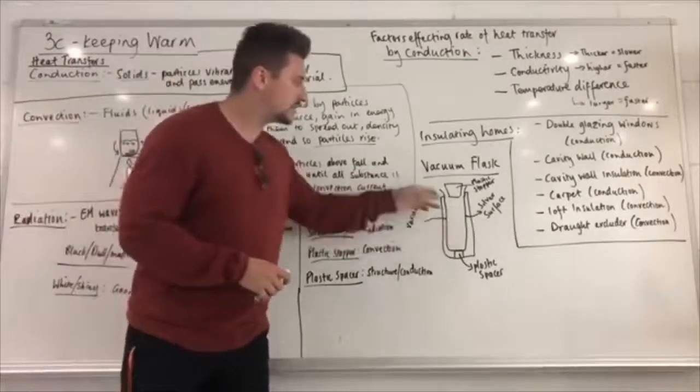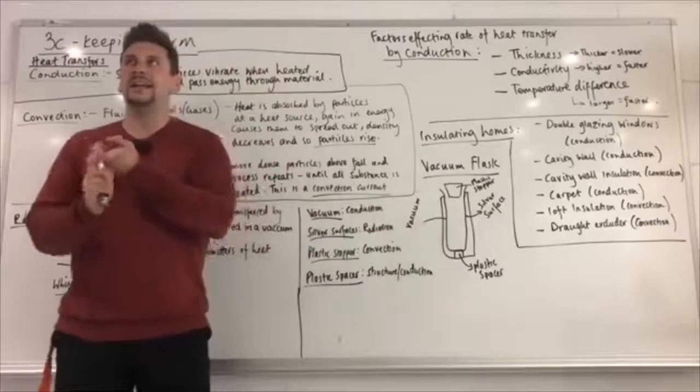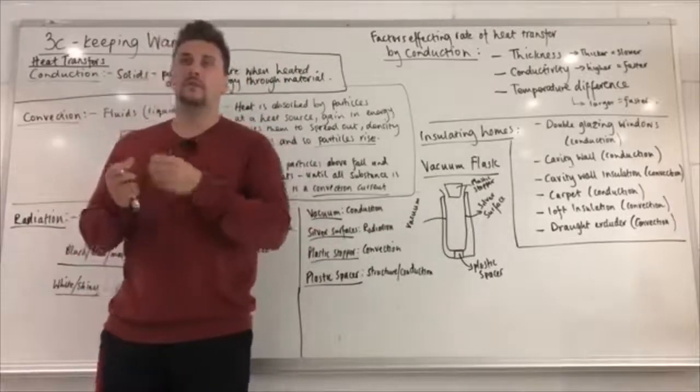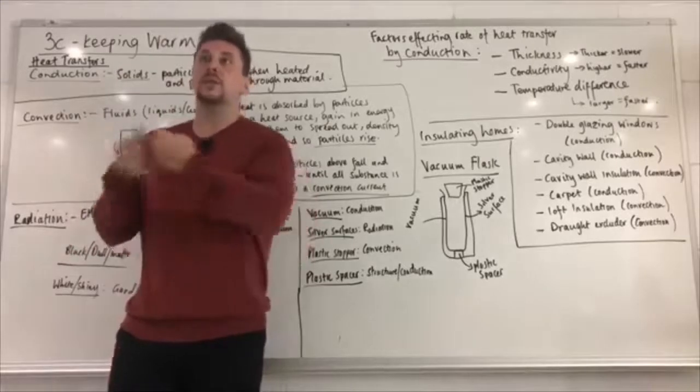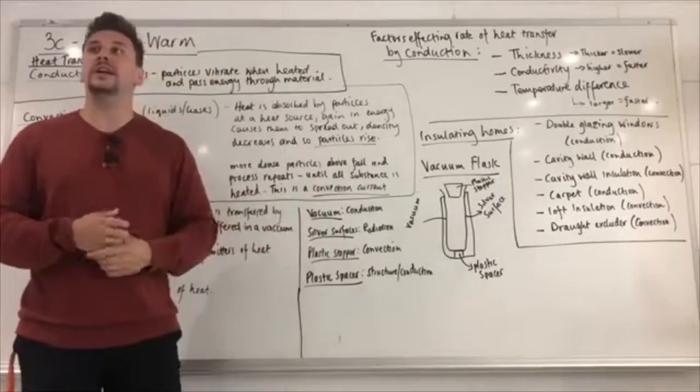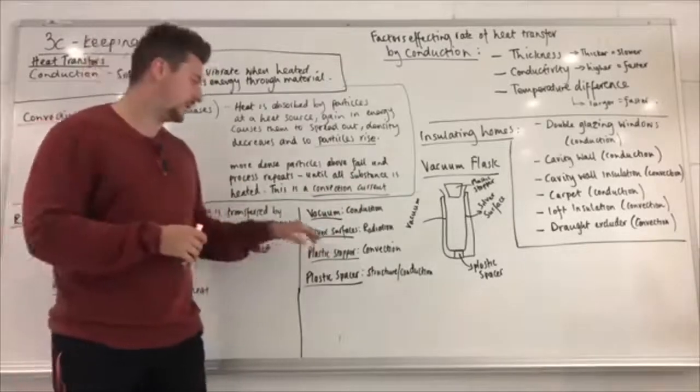Put silver surfaces on the inside and the outside. Any heat from inside, if it's a hot drink, the radiation from that will bounce back off the silver surface, so it will be kept inside the flask, it will reflect, and anything from the outside trying to get in will also be reflected back out, so it will be kept out.